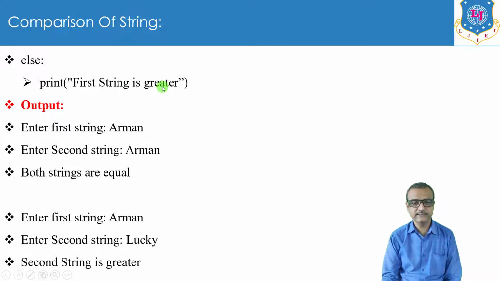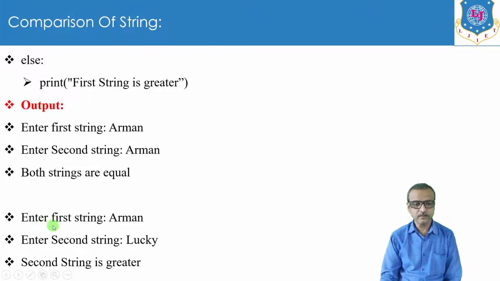I will make you understand this example with the help of output. See, here is the output. First of all, enter first string. Say the user has entered the first string as Arman. Then after, enter second string. Say the user has entered the second string as Arman. Now you can see that both strings are same. So what will be the output in this case? That is, both strings are equal.